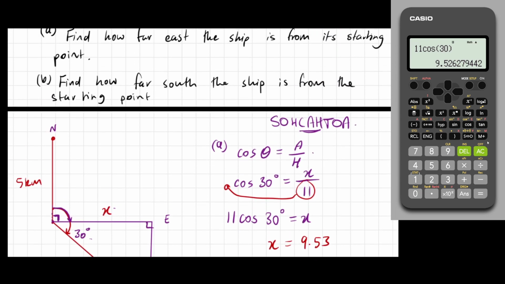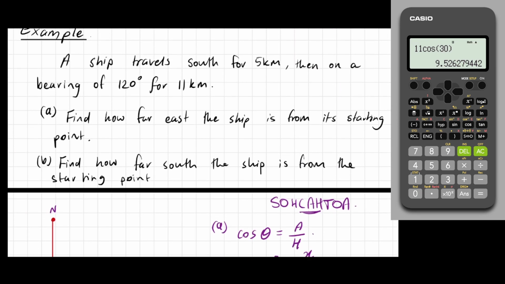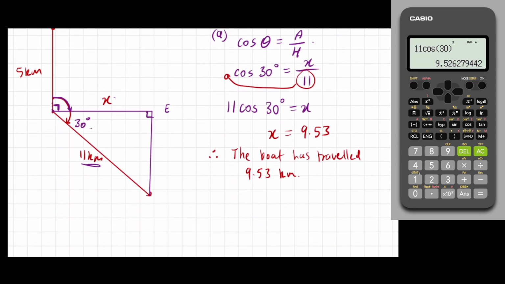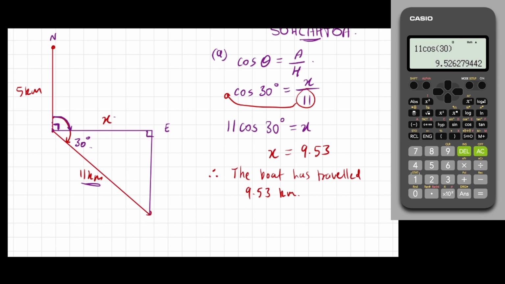All right, now part B. Let's go back up and have a look at part B. Now part B says find how far south the ship is from its starting point. So how far south? Well, let's have a look at the south journey. I'm going to use a different color for the south journey. So he starts at this point here and he travels 5 kilometers south. So we've already got 5 kilometers that he's traveled. But then he also travels this many kilometers directly south as well.